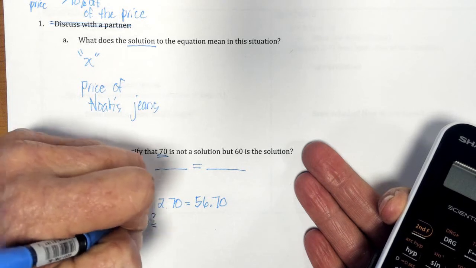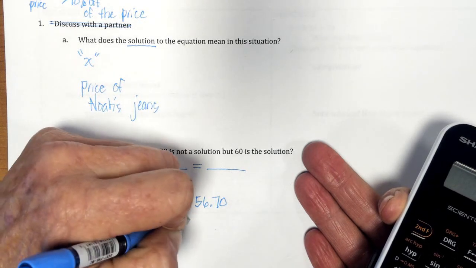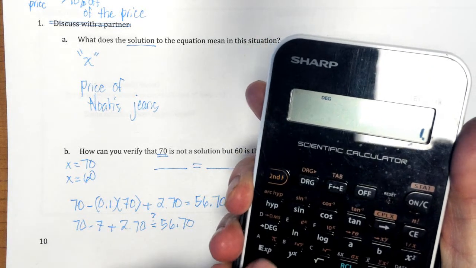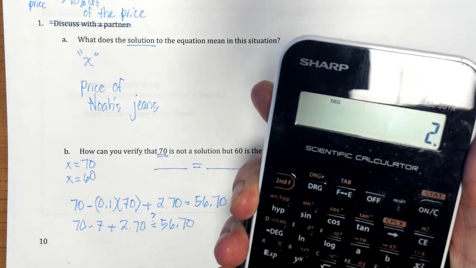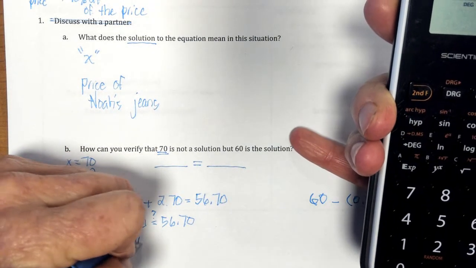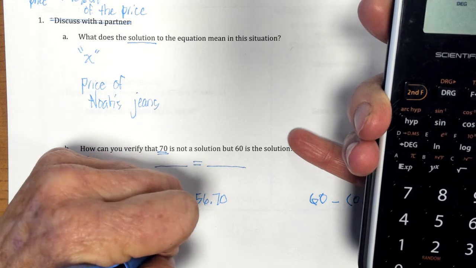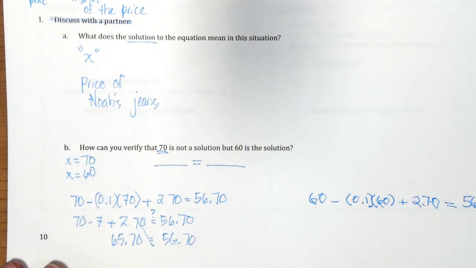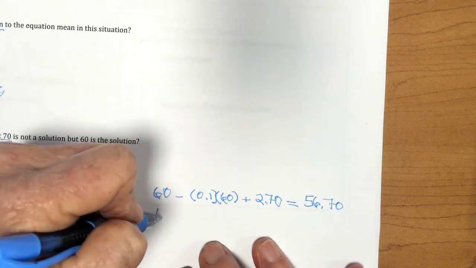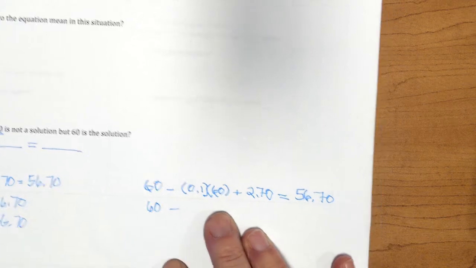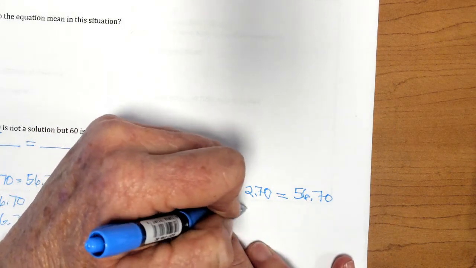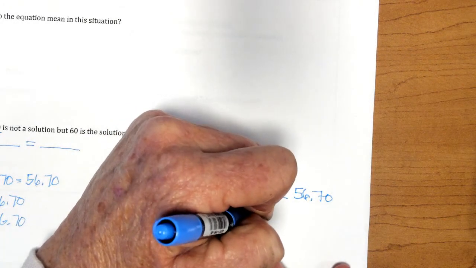Does that equal 56.70? Well, I can use the math. 70 minus 7 plus 2.70. Well, that equals 65.70. And that sure as heck does not equal 56.70. So that doesn't work. Okay, so how about over here? Do the same thing. 60 minus, well, this is 6 plus 2.70 equals 56.70.